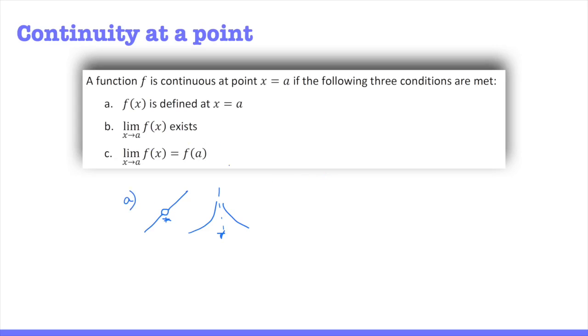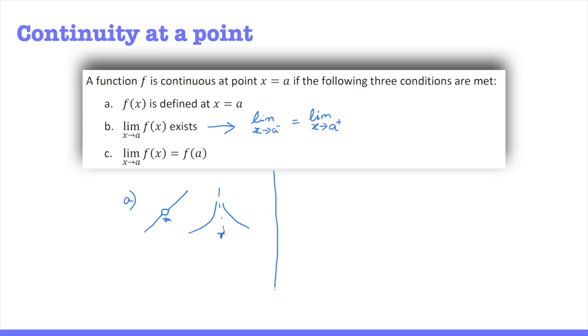The second one is that the limit has to exist. Now, what does that mean? You may remember this from year 11. For a limit to exist, the limit as x approaches a from the negative side must equal the limit as x approaches a from the positive side.